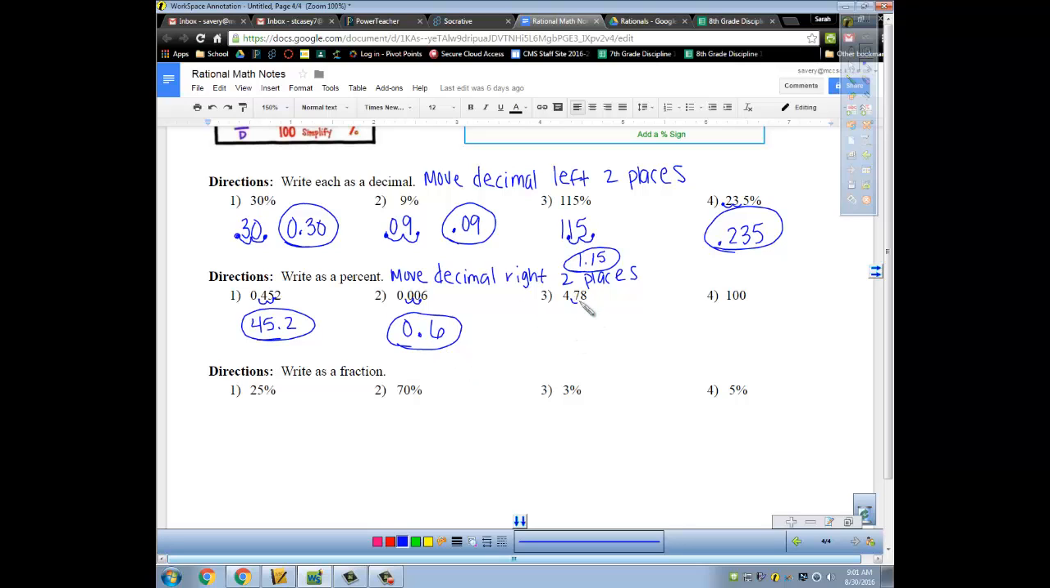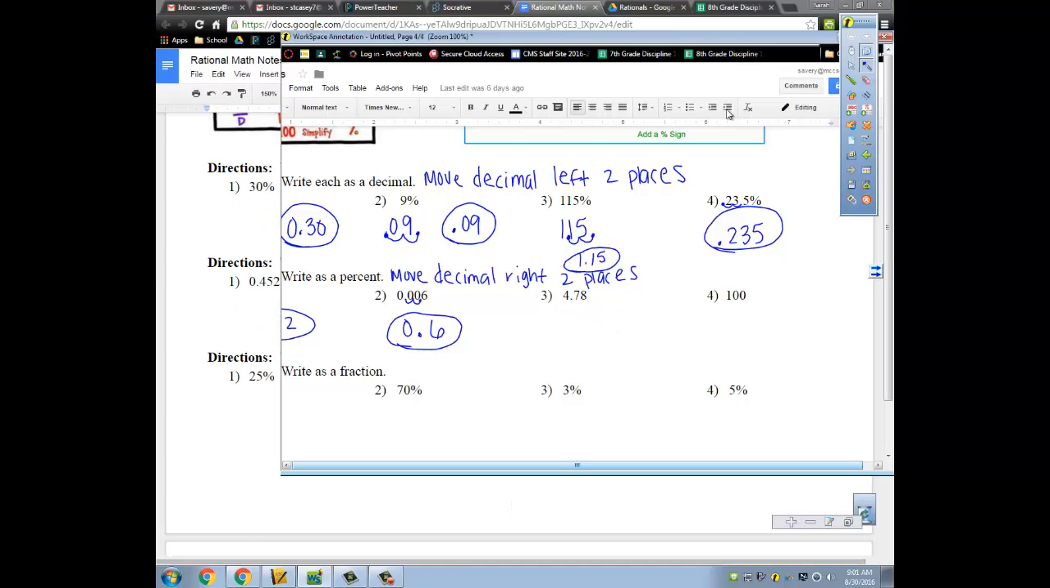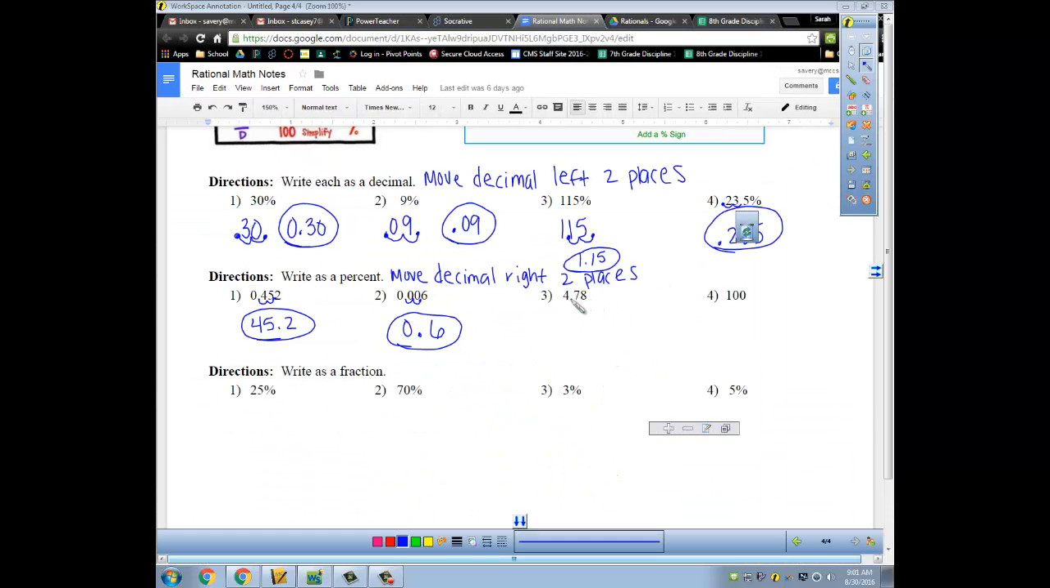Number 3, 2 places to the right. Oops, did not mean to do that. Okay, 2 places to the right to get 478. And I forgot to put percent signs on these. They're all percent, so you need to label it that way. The last one, number 4, I don't see a decimal, so I know it's at the very end. Move it 2 places to the right, so we have 2 open places for placeholders, so we stuck some zeros there. So this is going to be 10,000%.